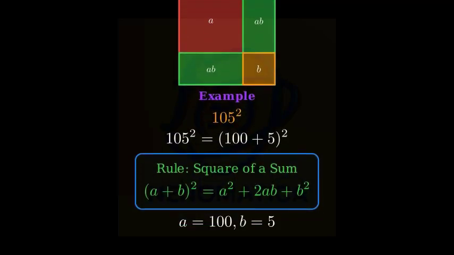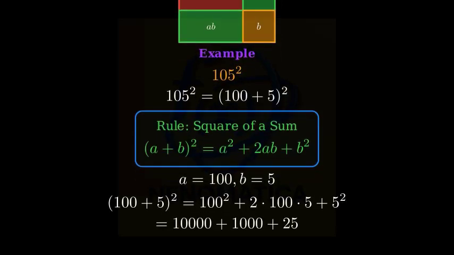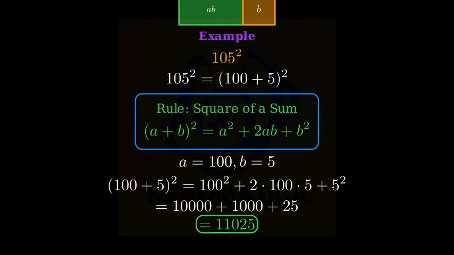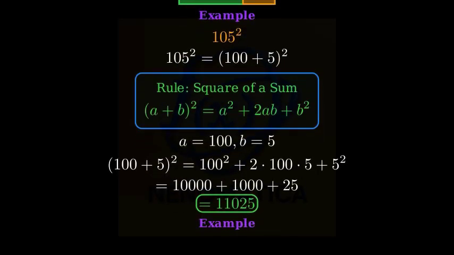Now, let's apply the formula. We have 100 squared plus 2 times 100 times 5 plus 5 squared. Let's compute each term. 100 squared is 10,000. 2 times 100 times 5 is 1,000. And 5 squared is 25. Finally, we add all these terms together. 10,000 plus 1,000 plus 25 equals 11,025. So 105 squared equals 11,025. Let's move on to a more complex example with variables.